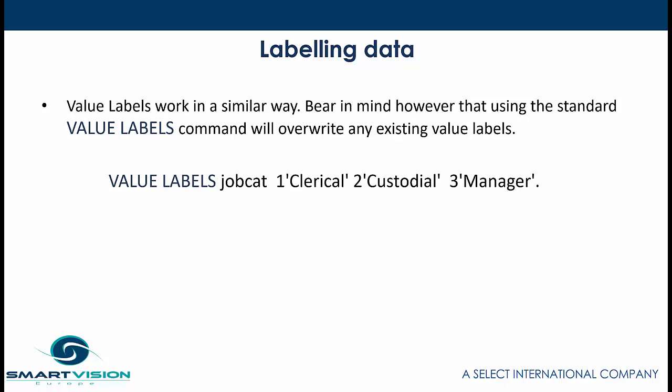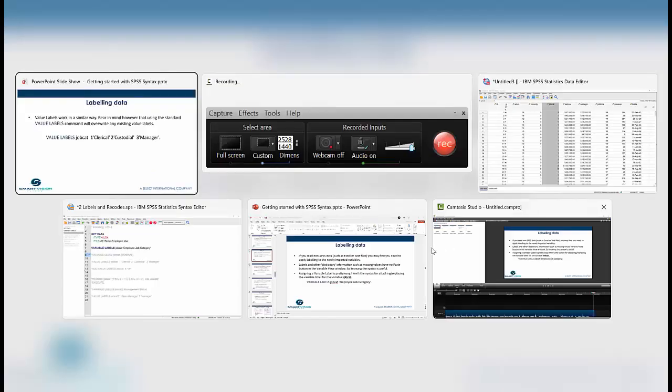So it's basically the command value labels followed by the variable name and then the value and the label in order. So it's saying the value of 1 will have attached to that a label clerical, the value of 2 will have the value label custodial attached to that, and of course a value of 3 will have the value label manager attached to that. It doesn't mean that these are the only values you can have, of course. You can have other values in there, they just wouldn't be labeled. But if it sees a 1, a 2 or a 3, it will attach these value labels to it. So let's jump out to the SPSS syntax to have a look at how we do that.